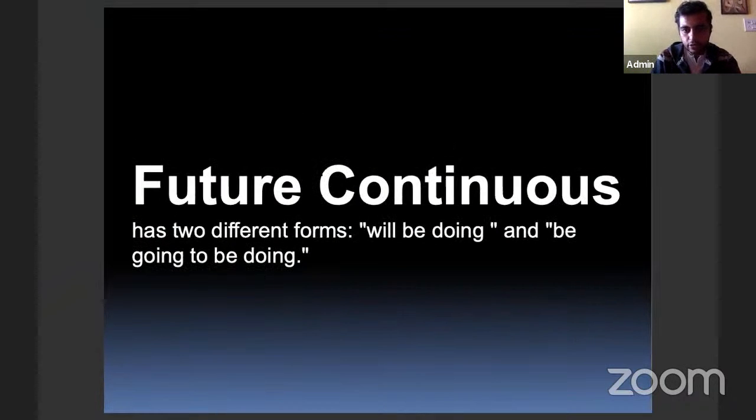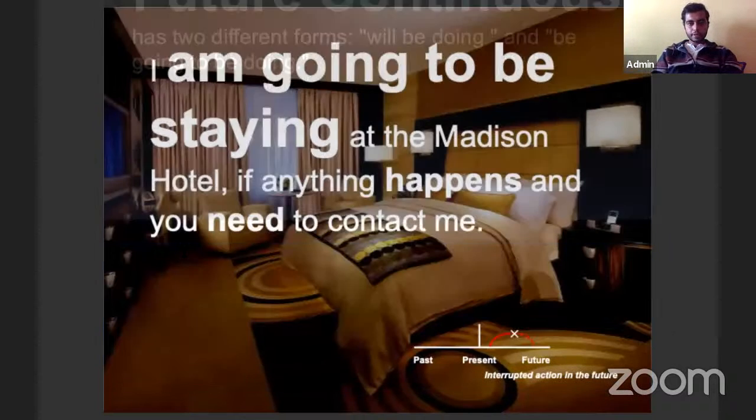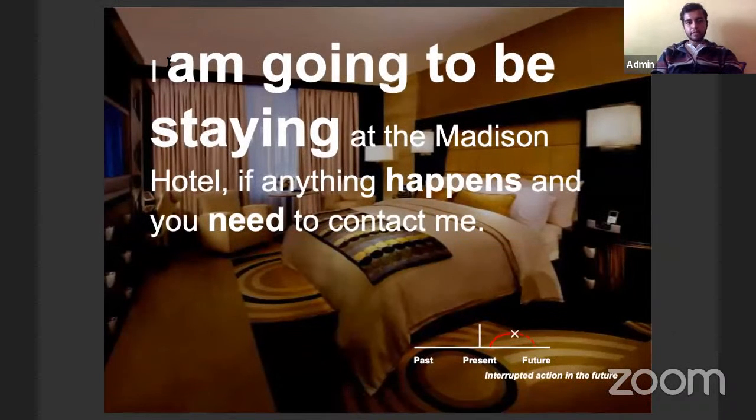Again, like continuous form, we had discussed in past continuous that something happened in the past and that happening was in a continuous manner. So something was continuously happening over a course of time in the past before it was interrupted by something else. So here also something is going to happen in the future, and that is going to happen in a continued form. So you are going to be staying.